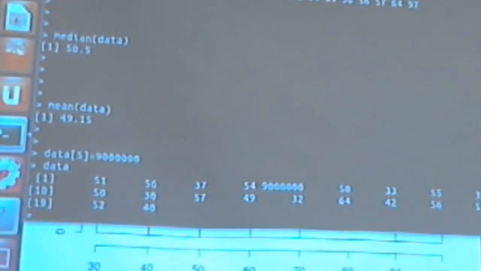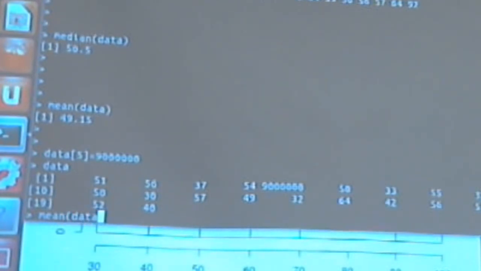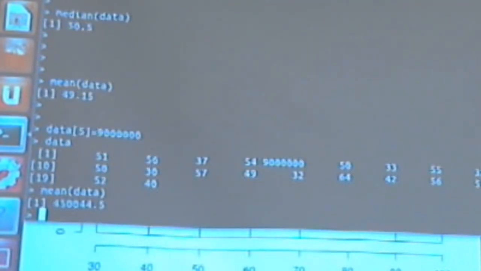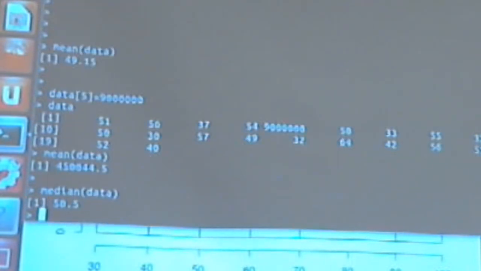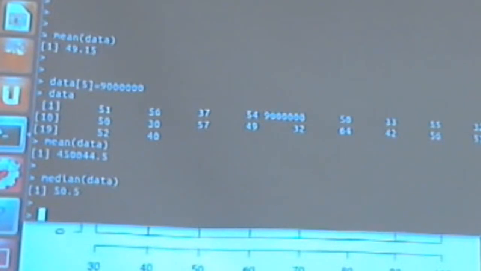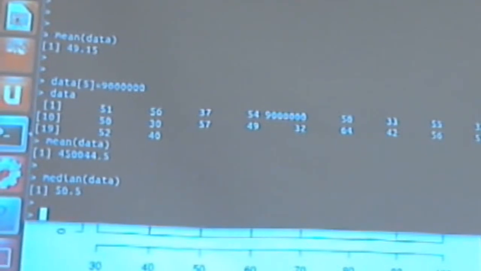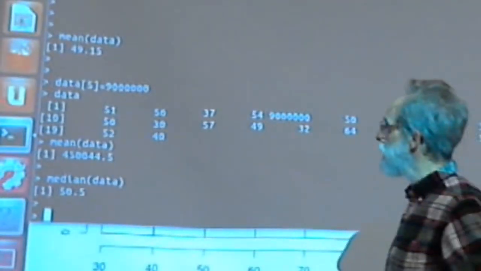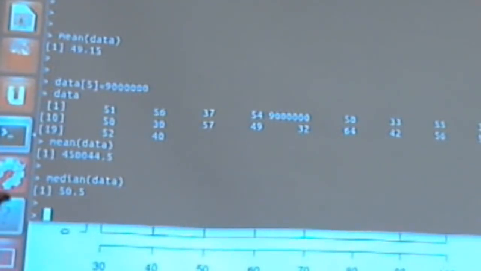Here's my new data set. That means what? 450,000. And the median is 450. In this class we use robust statistics as much as possible. The mean is not very descriptive. Although you might want to talk about the mean, and often you do have it in there, you have to be careful with it.